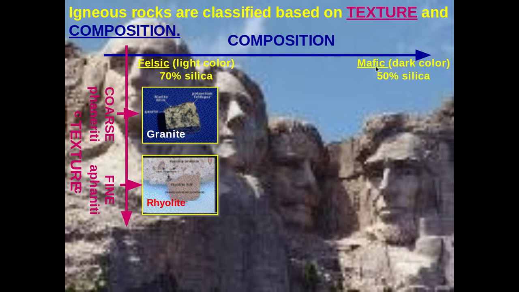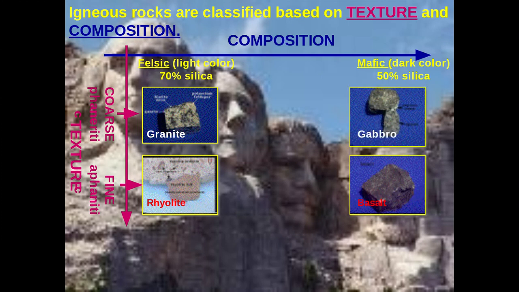We come to the other end member of the compositional part of the diagram. Then we look at mafic, dark colored, 50% or less silica. A phaneritic texture that's very mafic, we call that gabbro. And then we look at the aphanitic texture, very mafic composition. We regard that as basalt. And basalt is the most common volcanic rock on Earth.